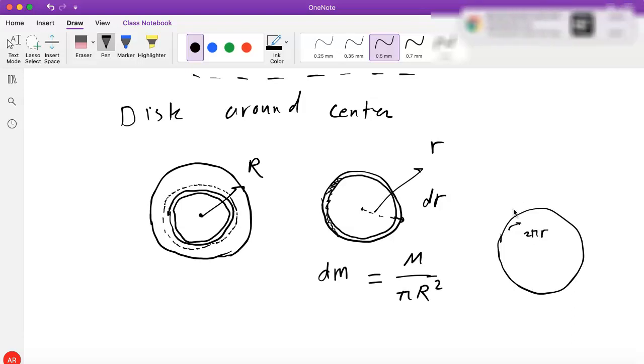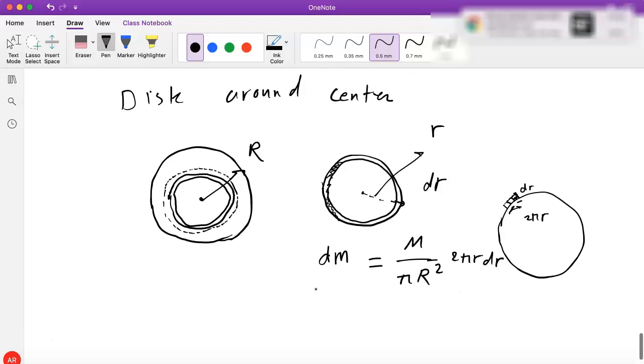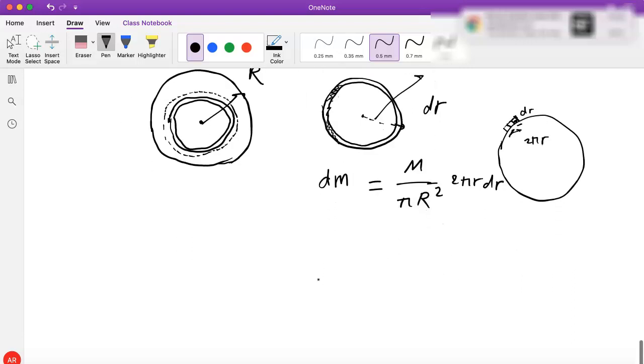And then it has a thickness dr. And dr is always perpendicular to 2 pi r. So the sums of these pieces along the circular arc will be 2 pi r, and each of them is multiplied by dr, right, to get the area. So the area is going to be 2 pi r dr. Okay, so now we're in business, right?